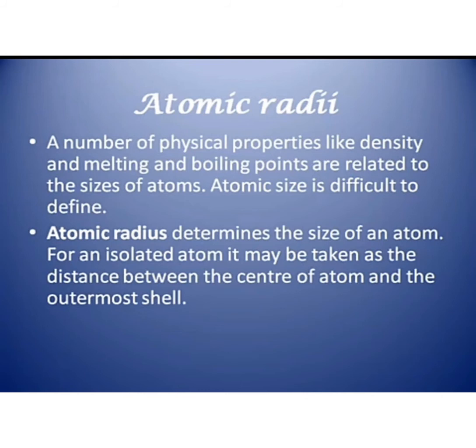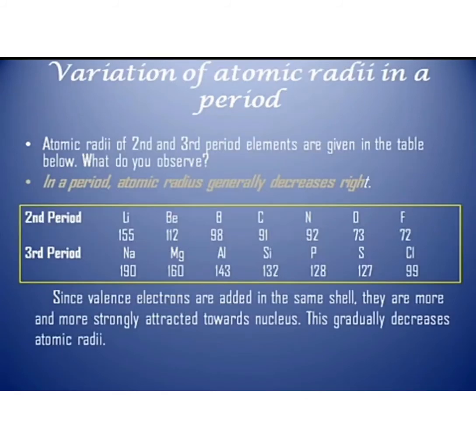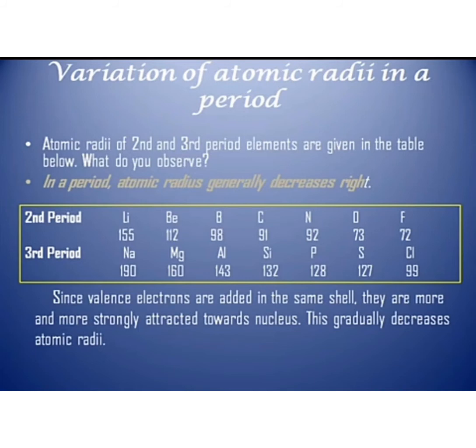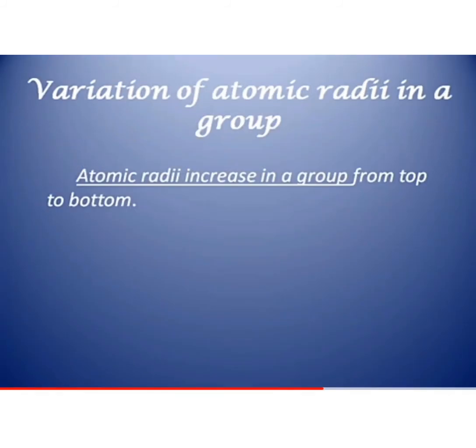Next periodic property is atomic radii. Atomic radii determine the size of the atom. For an isolated atom, it may be taken as the distance between the center of the atom and the outermost shell. As we move from left to right in a period, the atomic size decreases. Since valence electrons are added in the same shell, they are more and more strongly attracted towards the nucleus. This gradually results in contraction in atomic size. However, in a group, atomic size increases from top to bottom.